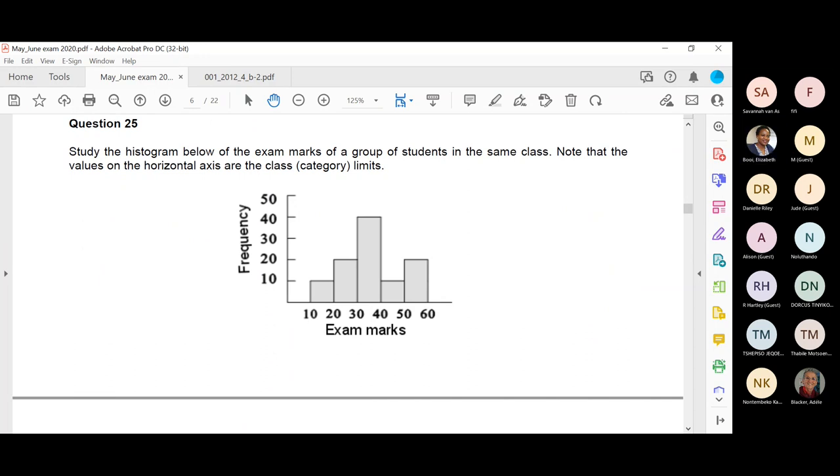Question 25. Study the histogram below of the exam marks of a group of students in the same class. Note that the values on the horizontal axis are the class category limits, and they give you the histogram. Looking at this, this is 10, this is 20. These are the frequencies. I'm reading the lines. So this is 20, this is 40, this is 10, and probably this is also 20. So all in all, they are about 80, 90, 100. So there were 100 students in this class.